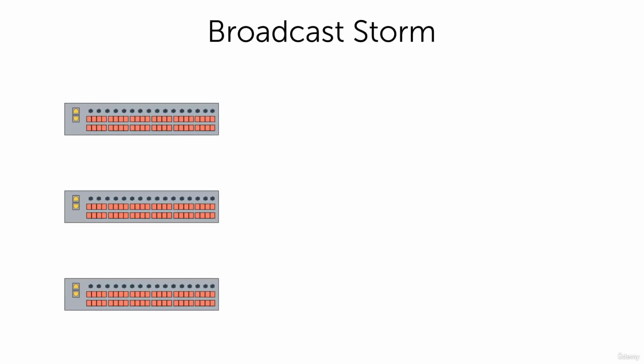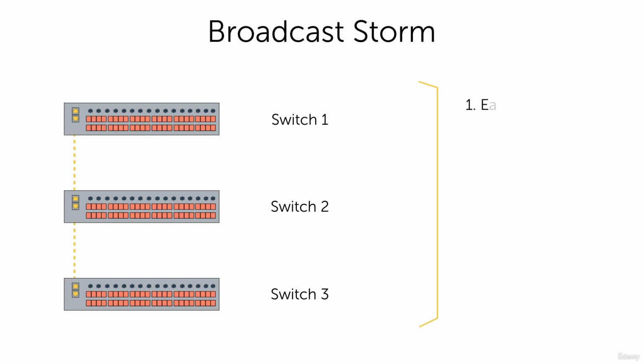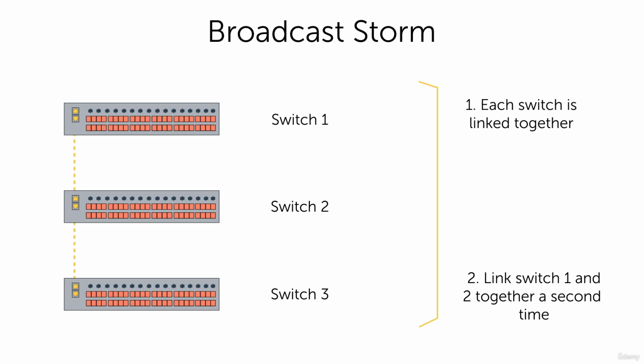So in our diagram, we have 3 network switches labeled switch 1, switch 2, switch 3. And they're each linked to each other. So there's a network cable plugging the switches in together. But then if we add a redundant or a second path between switches 1 and 2, that's when you're going to start getting a broadcast storm. And what that will do is bring the network down to its knees so that there's no legitimate traffic that gets through. Or if it does, it'll take a very, very long time.